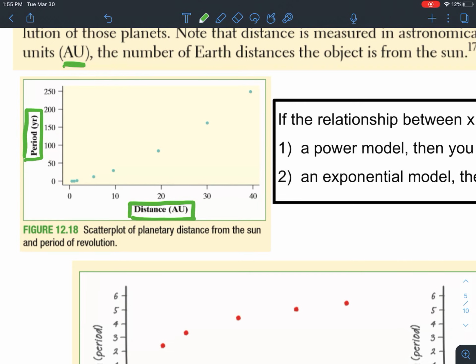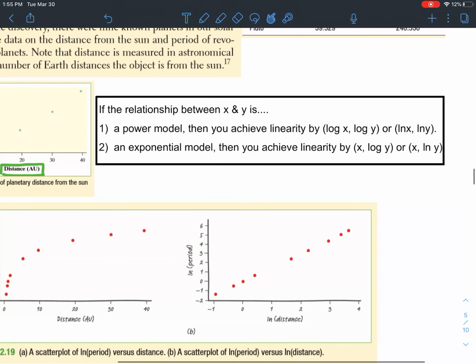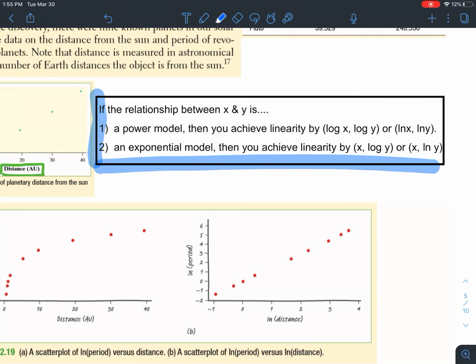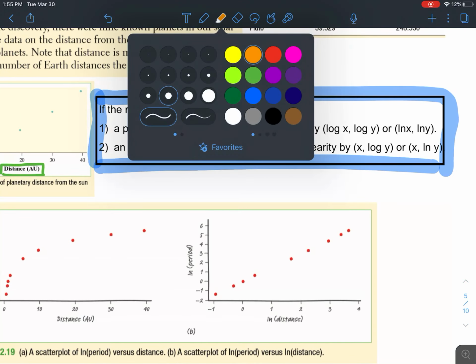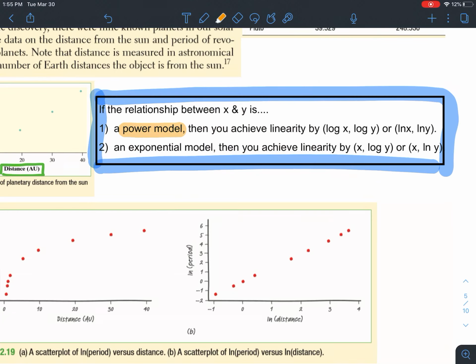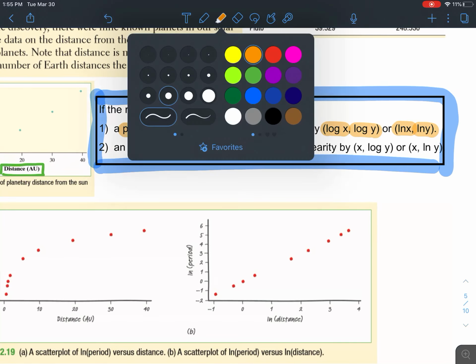Okay. Now, what's in this box is pretty crucial. It says, if the relationship between x and y is a power model, then we would achieve linearity by taking log of the explanatory, comma, log of the response, or natural log of each of them. So if the original scatter plot is a power model, when you transform the data by taking a logarithm of both the explanatory variable and the response variable, that new scatter plot should appear linear.